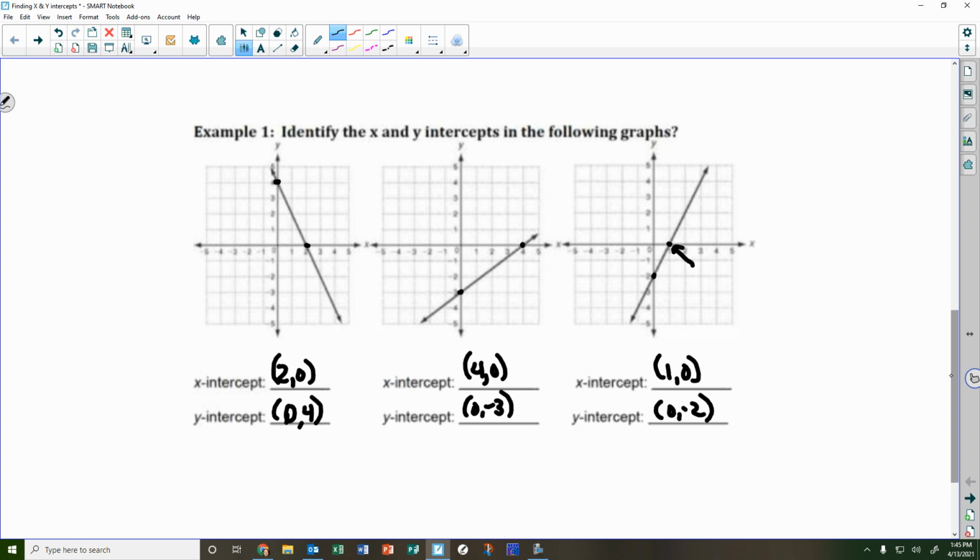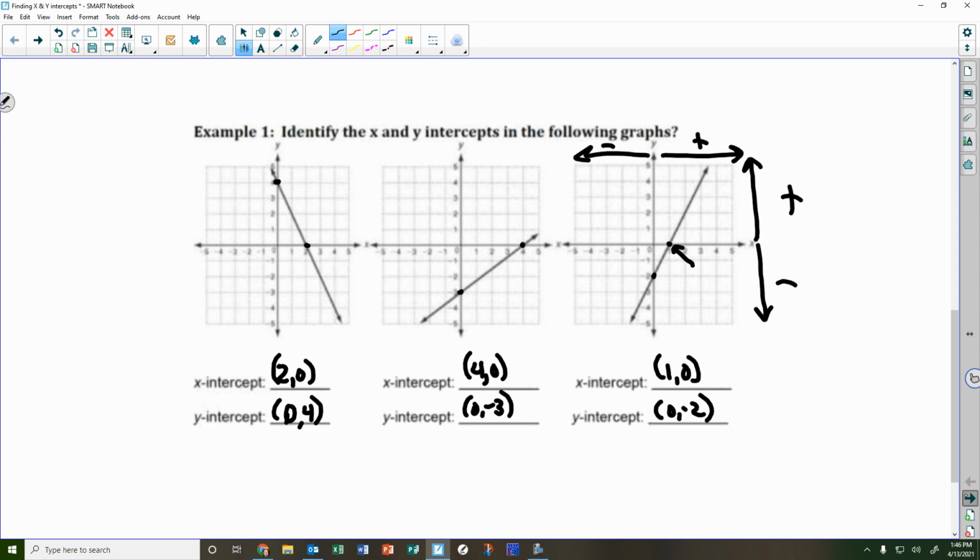So notice any y-coordinate below the x-axis will be negative. Any y-coordinate above the x-axis will be positive. Okay. And then same thing with the x-axis. Anything left of the y-axis is negative. Anything right of the y-axis is positive. Okay.